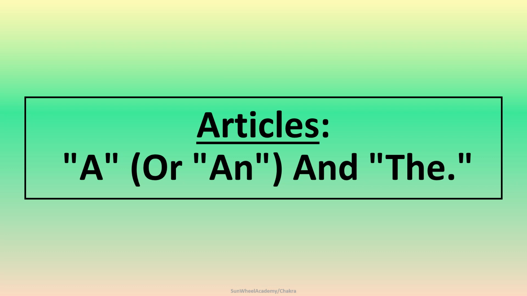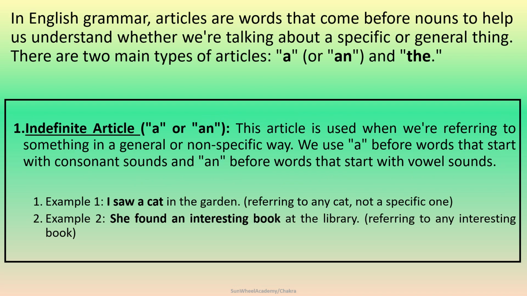Articles. A, an, and the. In English grammar, articles are words that come before nouns to help us understand whether we're talking about a specific or general thing. There are two main types of articles, a or an, and the.